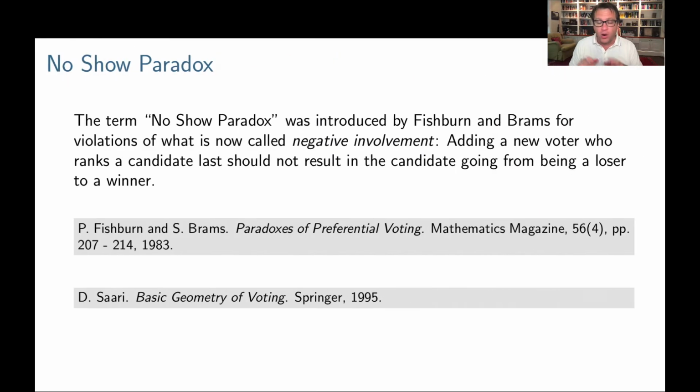Now, before getting to our quantitative analysis, let me just say a little bit about the history of positive involvement. This is related to a paradox of voting known as the no-show paradox, which was introduced by Steve Brams and Peter Fishburn. But the property they were interested in is what is now called negative involvement. Negative involvement says adding a new voter who ranks a candidate last should not result in that candidate going from being a loser to being a winner.